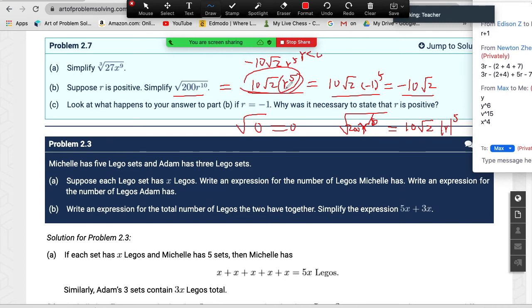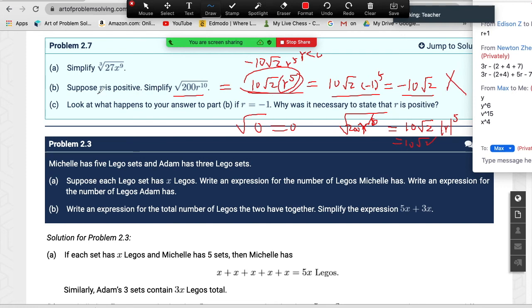So if r is a negative number, that means we need to take the absolute value of r and then plug in. That means you need to use a positive r to plug in. If you use a negative r to plug in, you get a wrong answer. So the correct answer for this one should be 10 root 2. It's not negative 10 root 2.